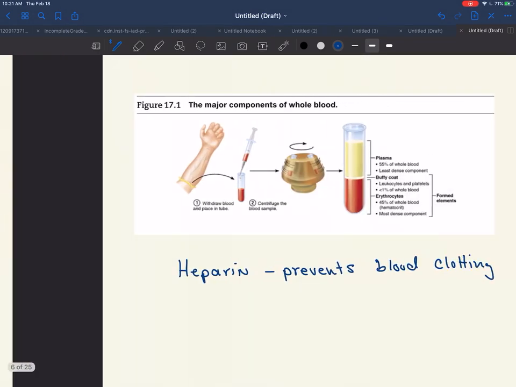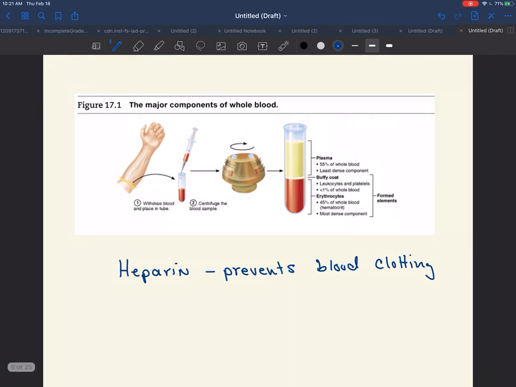Okay, so if we look at the normal proportion of this, you'll notice that normally the buffy coat is less than 1% of the whole blood. If there was an elevated number of white blood cells, there could be a couple of things that could cause that. Most notably, maybe you would have an infection, and so you have an elevated white blood cell count. Also, leukemia, which is cancer of the white blood cells, would also lead to a greater than normal buffy coat.